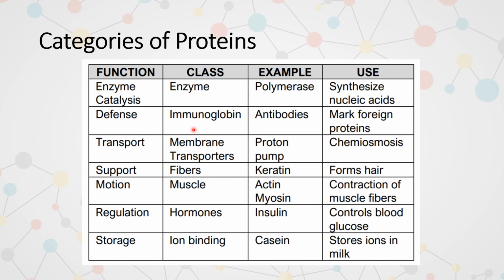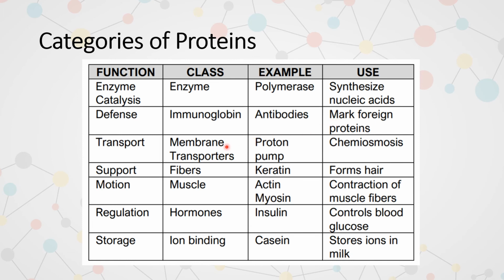We also have the immunoglobulin. Its main function is for defense. So it's another form of protein. Example ng immunoglobulin is antibodies. The antibodies produced by our white blood cells are proteins. Its main function is to mark foreign proteins. So ang mga antibodies ay para malabanan yung mga foreign bodies na papasok sa ating katawan.